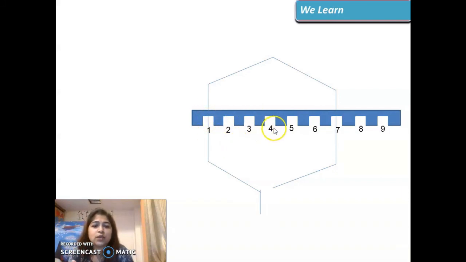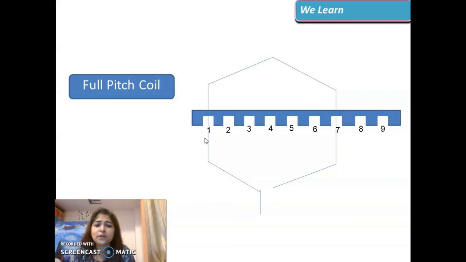1, 2, 3, 4, 5, 6. So after this you start counting, and you need to have six slots. If you are starting from 1, you need to go to 7. If you are starting before 1, say from the 24th slot, then you can end up at 6. But you always need to have 6 slots before the second conductor to complete a full pitch coil. Obviously it is an armature winding, not a single coil. A coil is just for understanding, but when many coils are joined together, it forms a winding.